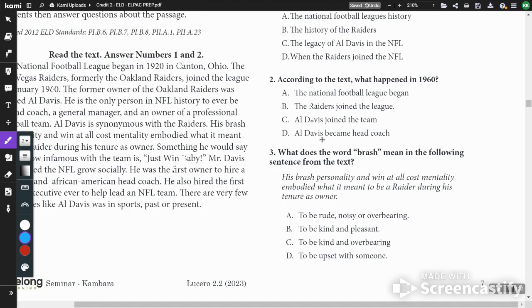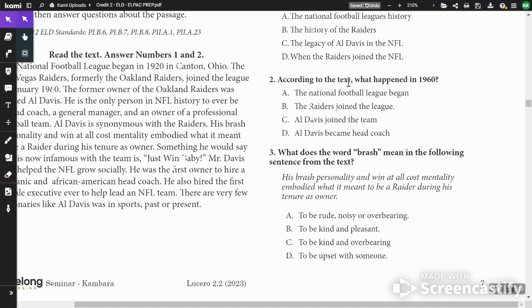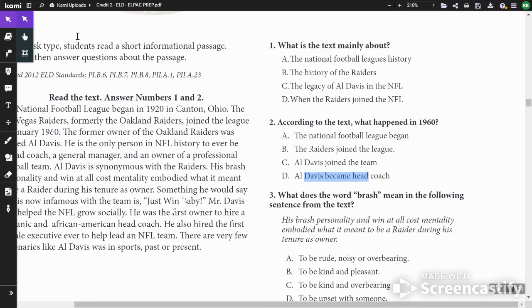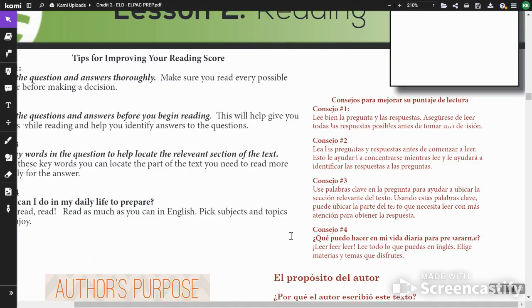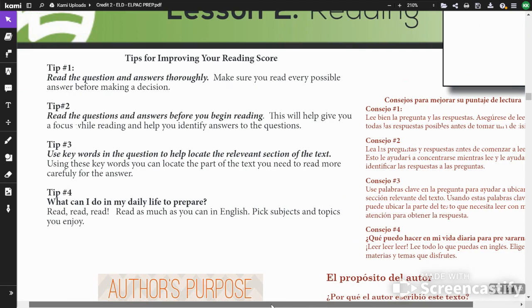And then we come down to question 2, and I want to look at C and D. So it talks about Al Davis joined the team, and then Al Davis became the head coach. So those could be 2 possible things that actually took place. But I need to make sure that I'm reading that question thoroughly because maybe it's talking about a time, like in this instance, what happened in 1960? Maybe this happened in 1960 and this happened in 1970. But if I'm not reading those answers all the way, then I could make a mistake there. So that's what it means to read answers thoroughly.